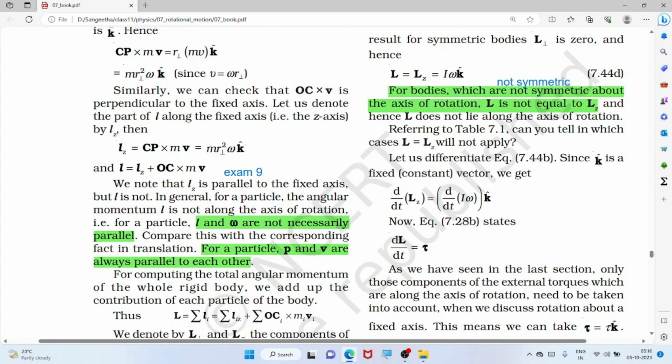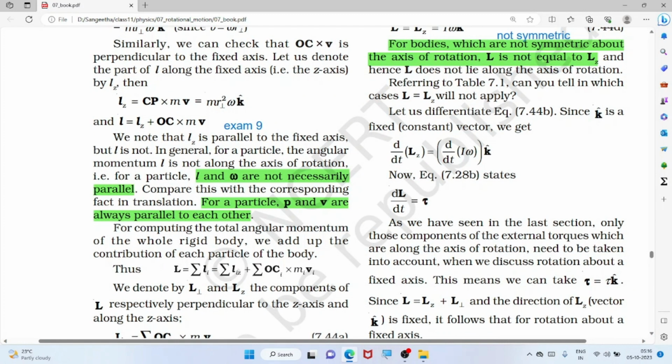See, for symmetrical and unsymmetrical objects, the angular momentum and angular velocity need not be parallel, because for some unsymmetrical objects they are not parallel. But for translational motion, the linear momentum and linear velocity are always parallel. For rotational motion, the angular momentum and angular velocity need not necessarily be parallel.